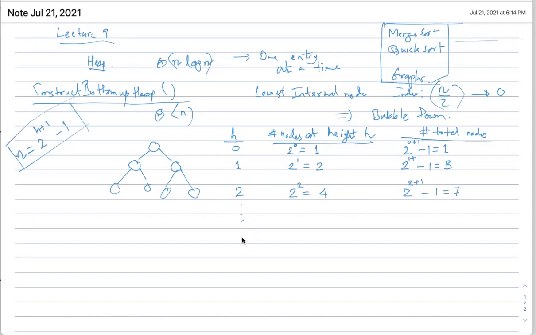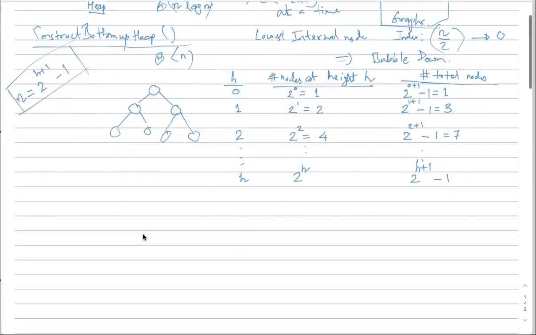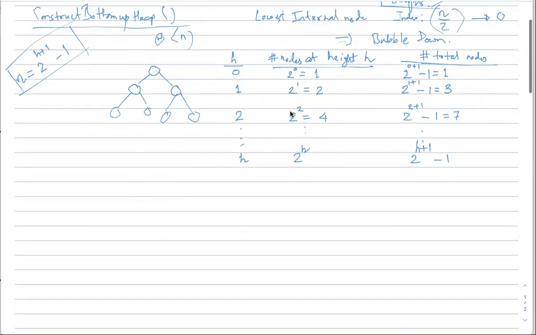And in this way we can generalize. So at height h, the number of nodes will be 2 to the power h, right? And likewise, the total number of nodes will be 2 to the power h plus 1 minus 1. I hope this point is clear, before we even enter into trying to understand the proof for this point. Any questions so far?